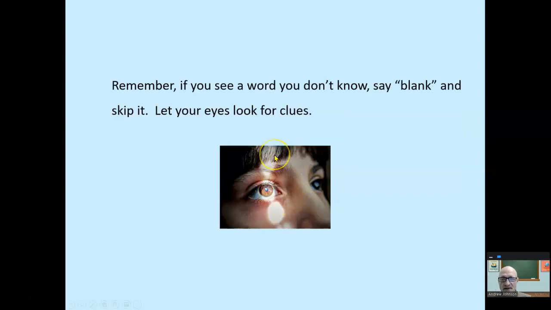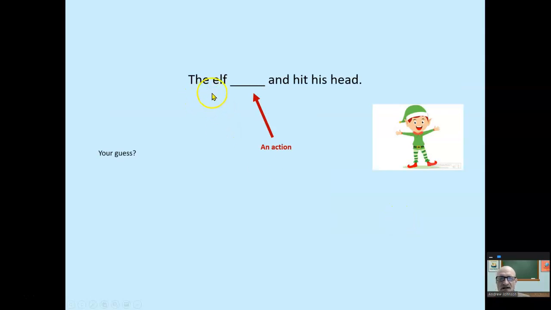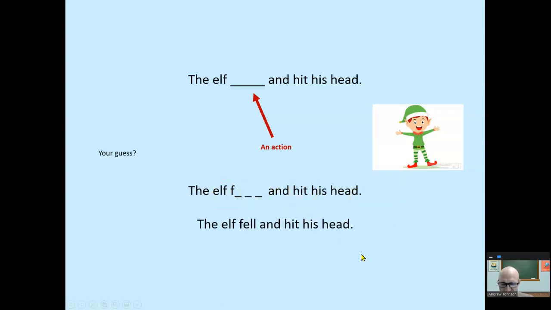I said, remember, if you see a word you don't know, say blank, skip it, and let your eyes bounce and look for clues. The elf blanked and hit his head. What are some clues? Make a guess. First letter. What are some clues? Yes, we would do several of these. It would take 6 to 8 minutes at most, and we'd move on to reading good books.